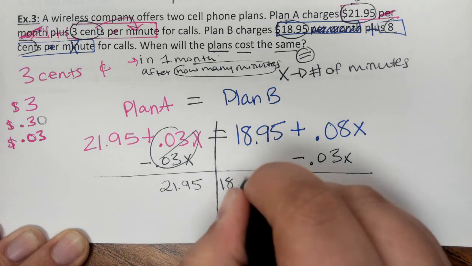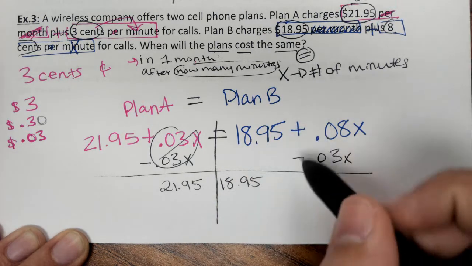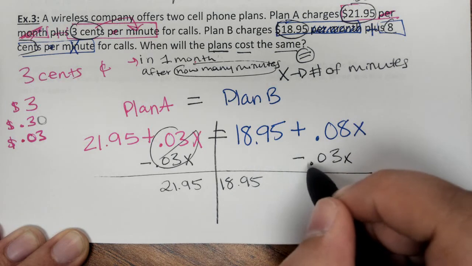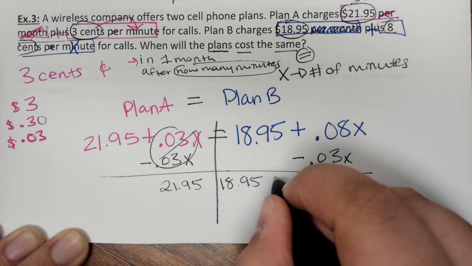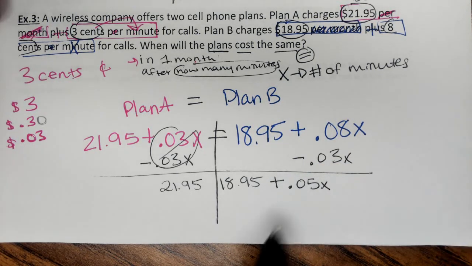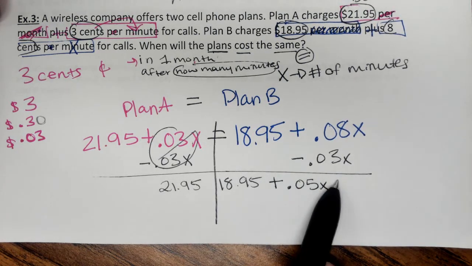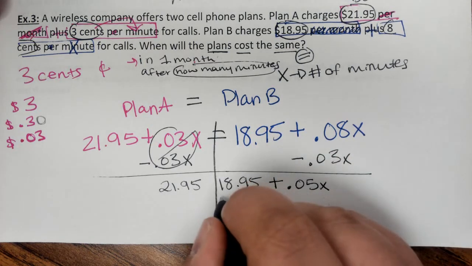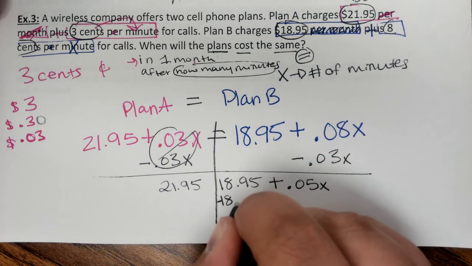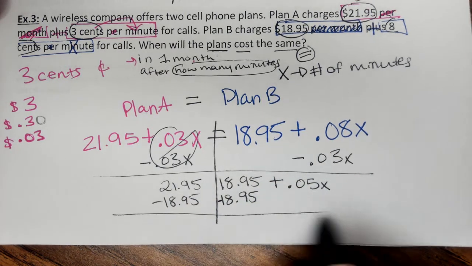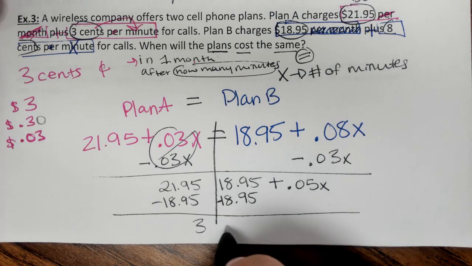On the right, we have 18.95, and when you combine those two terms, 0.08x and minus 0.03x, we get a positive, so plus 0.05x. Now this is the term with my variable. So we need to get rid of this term, 18.95. That's a positive 18.95, so to undo it, we have to subtract that from both sides. Then we're left with 3 equals 0.05x.